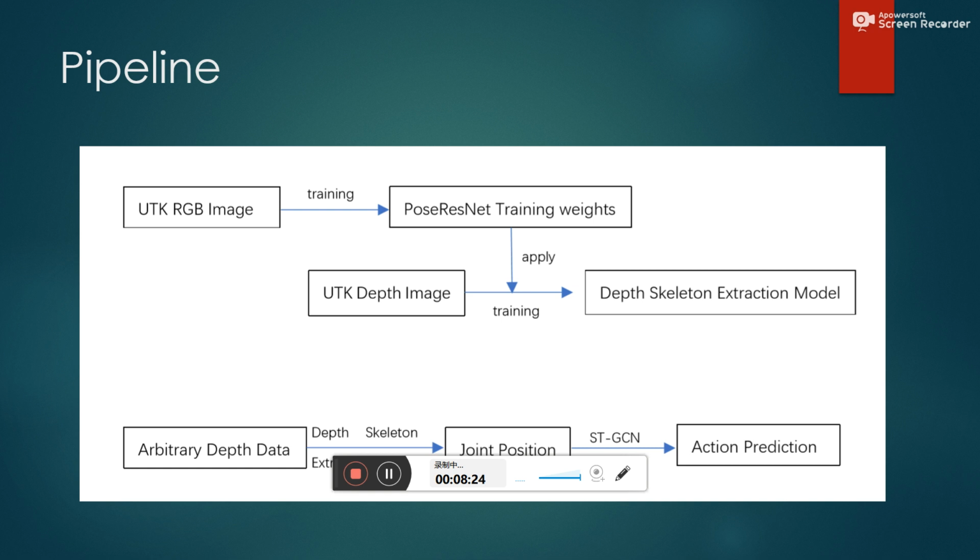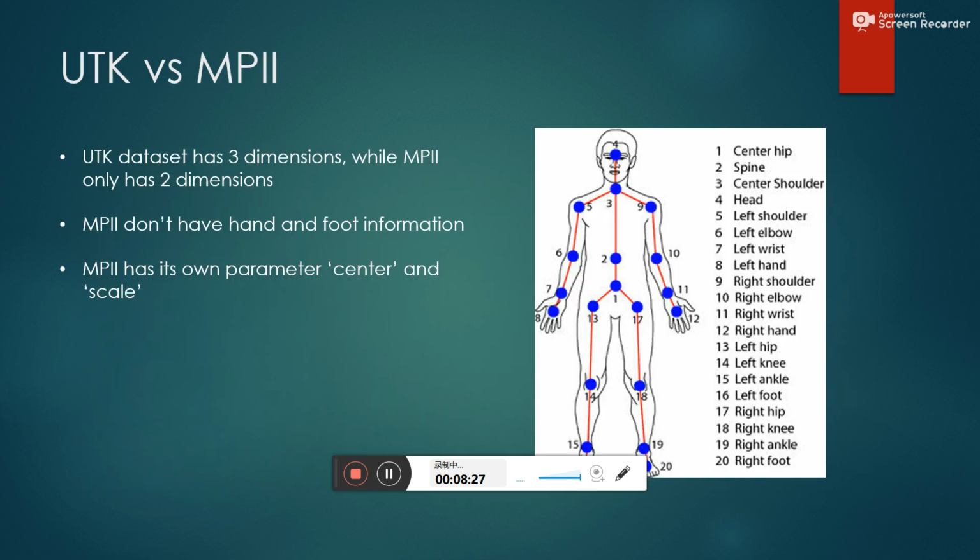Then we should convert the UTK annotation to MPII annotation. The right picture shows the UTK joints, and it has 20 joints when MPII only has 16 joints. So UTK has some transformation. And MPII also has its own parameter center and scale, which needs calculation. Detailed calculation are listed in paper, just some math transformations.